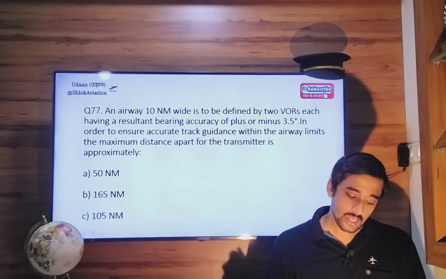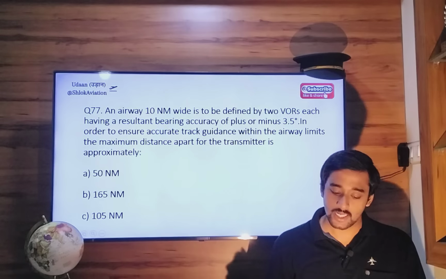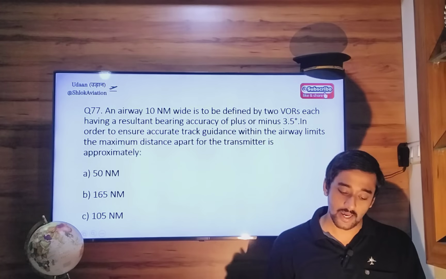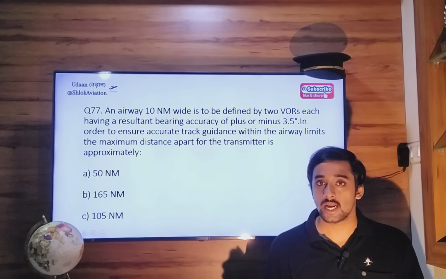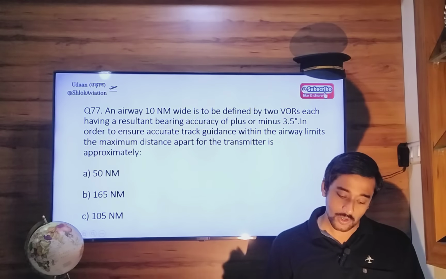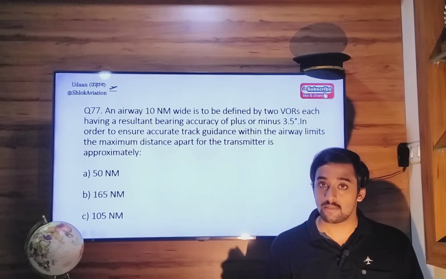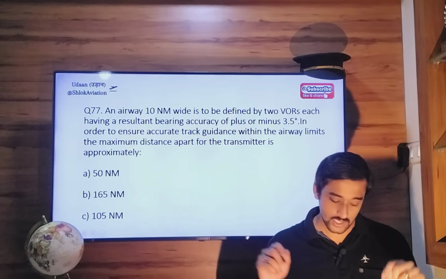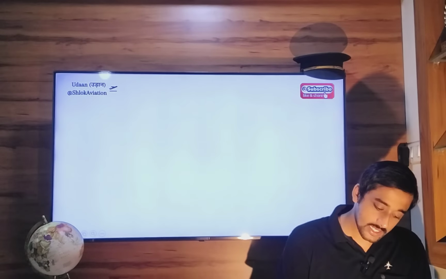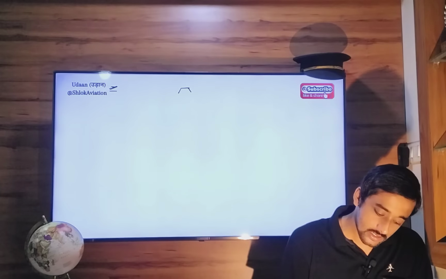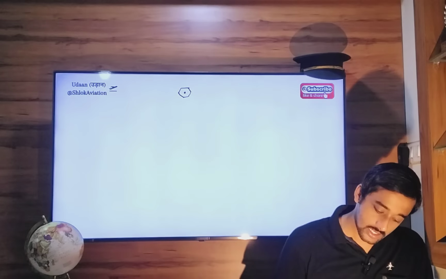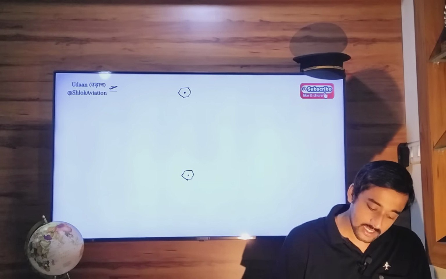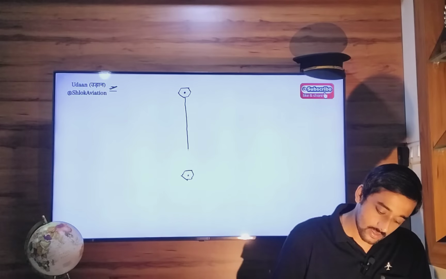Next. An airway which is 10 nautical miles wide is to be defined by two VORs, each having a bearing accuracy of plus or minus 3.5 degrees. In order to ensure accurate track guidance within the limits of the airway, the maximum distance apart for the VORs is approximately how much? So let's say this is one VOR transmitter. This is the second one. We have to find out the maximum distance between them.